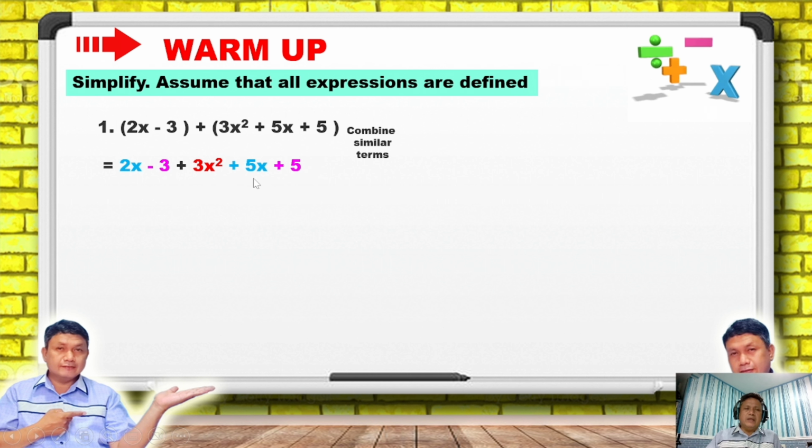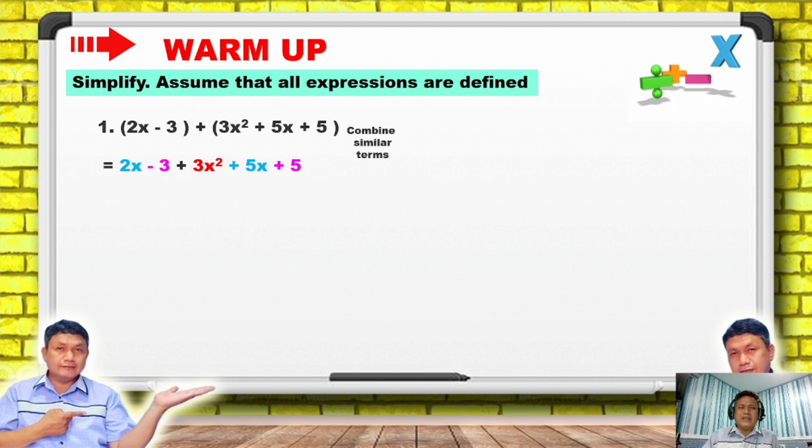Then, after nito, naglagay po ako ng color coding para makita nyo kung alin dyan yung tinatawag na similar terms at hindi. Tinatawag natin silang similar terms if they have the same variable and the same exponent. Sa case ng exponent na 2, wala siyang ibang ka-similar term, kaya red lang po siya. Hindi kagaya ng 2x tsaka yung 5x, parehas silang blue kasi tawag sa kanila ay similar. They have the same variable x and same exponent which is 1. And negative 3 and positive 5 is also an example of a constant term.